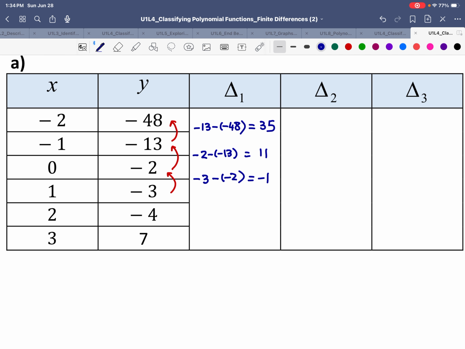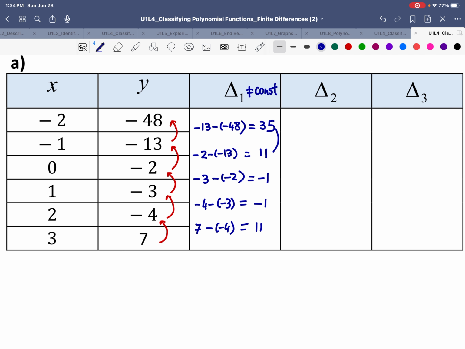Then we have negative 4 minus negative 3. So that's negative 4 plus 3, negative 1 again. And then next we have 7 minus negative 4. And that's 7 plus 4, that's 11. Now, obviously, the first differences are not constant, which tells us that this is not a linear function. So we'll continue with the second differences.